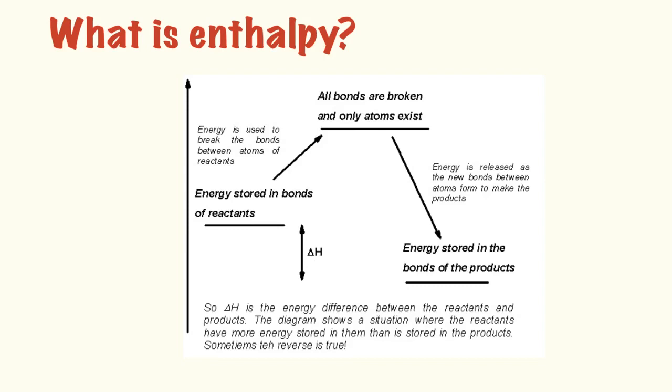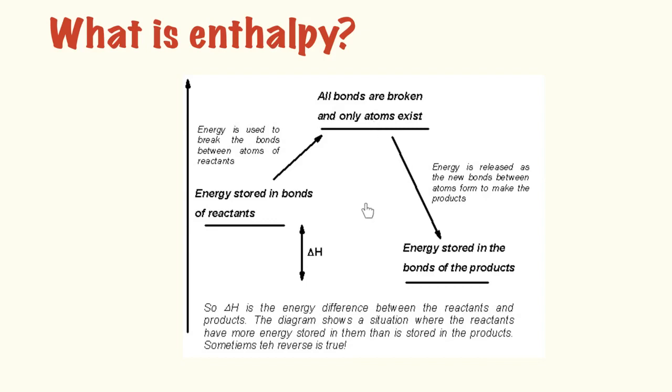Right, so in a normal reaction, let's think about what happens. You can read the fine print later. We've got energy stored in bonds of my reactants. Now once I start the reaction, all the bonds are broken. So I get to a stage where I've just got single atoms up the top here. Nothing is bonded to anything else.